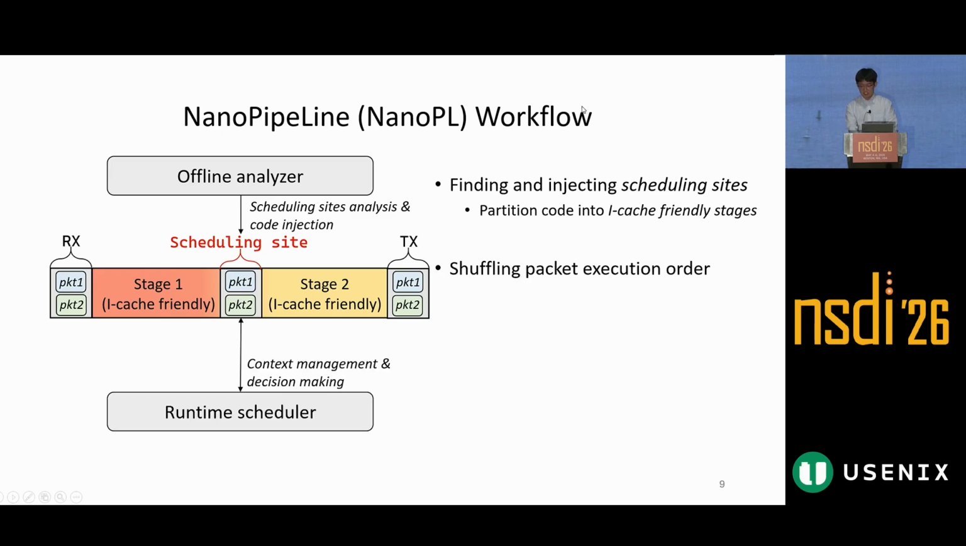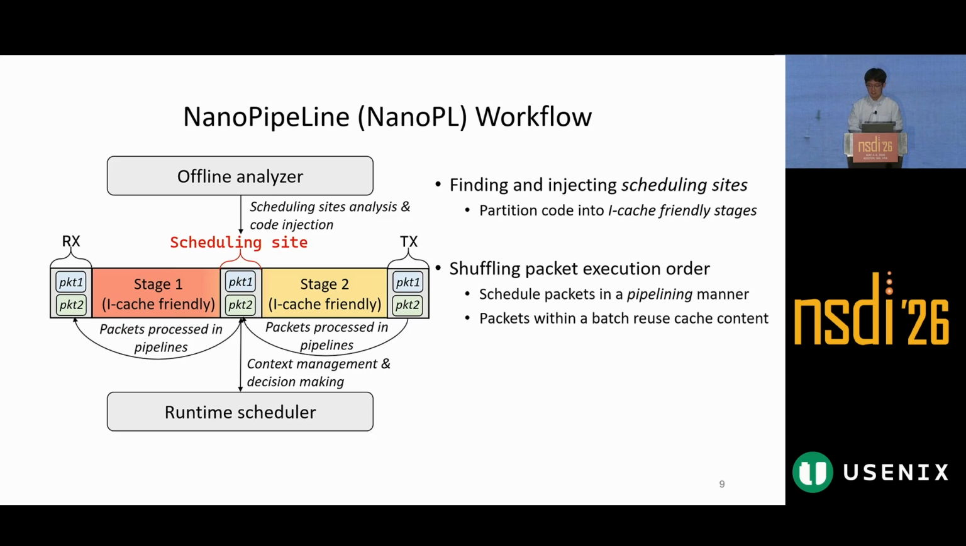When packet processing hits a scheduling site, its processing is temporarily suspended and the control flow is passed to a runtime scheduler. The runtime scheduler is then responsible for saving the context, finding the next packet to process, and handing over to the next packet. Together, both components aim to schedule packets in a pipelining manner among smaller stages than before, and this is where the name of this project comes from.